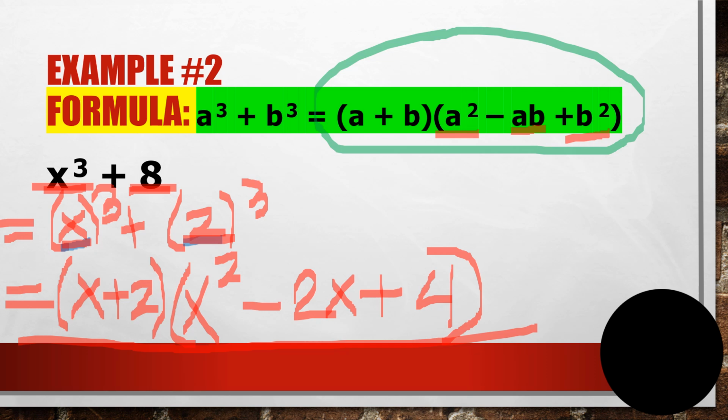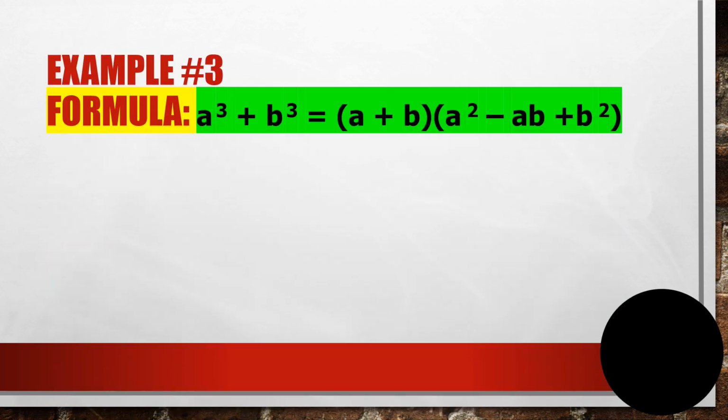Okay, now let's go to the next example. We have here 27x cubed plus 1. Okay, the same with the previous examples. The first term is written in a cubic form. However, the second term should be taken care of. But we know that 1 times 1 times 1 is 1. Alright, so let's solve this. Let's rewrite the expression into the sum of two cubes by finding its cube root.